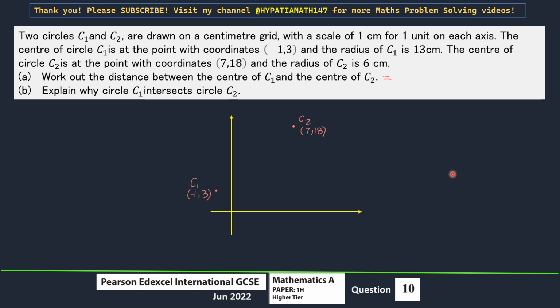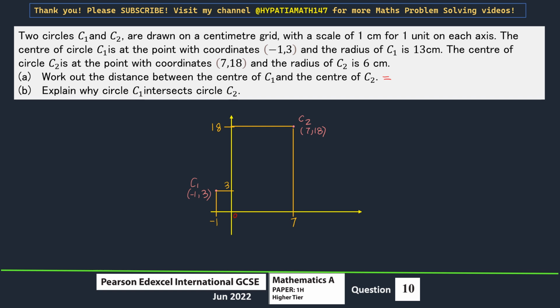So this is C1 and C2. What's the next step? The next step is to find the relevant points on the coordinate axes. Because C2 is (7, 18), on the y-axis this point would be 18 and that point would be 7. We do the same for the other circle. The y coordinate is 3, so this would be 3, and then that is -1. This is the origin, so I could say this is 0.